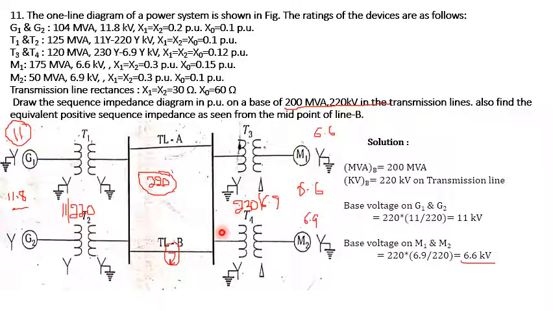Similarly for the transformers T3 and T4, look at this. The high voltage side is 230. What is the new value? It is 220. So we have to be very careful while calculating the reactances.